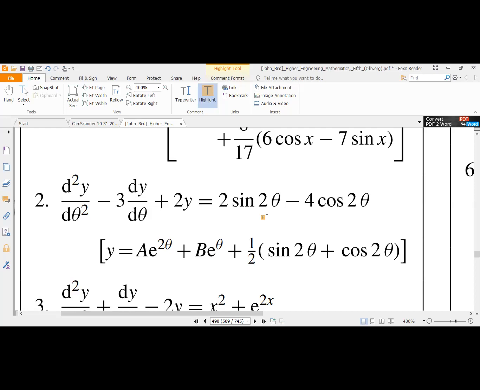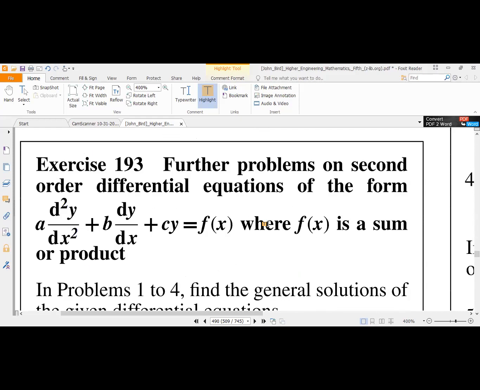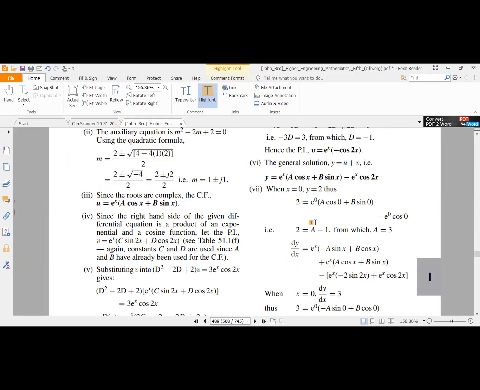In this case, our dependent variable is y, and our independent variable is θ. This is a second order linear non-homogeneous equation, and we are to use the method of undetermined coefficients. In this case, f of x is a combination of sine and cos. So we are to solve it. When you are through with that, you will go back to this material. There is a place where you can see hints on how to handle a problem like this. Let me show you.